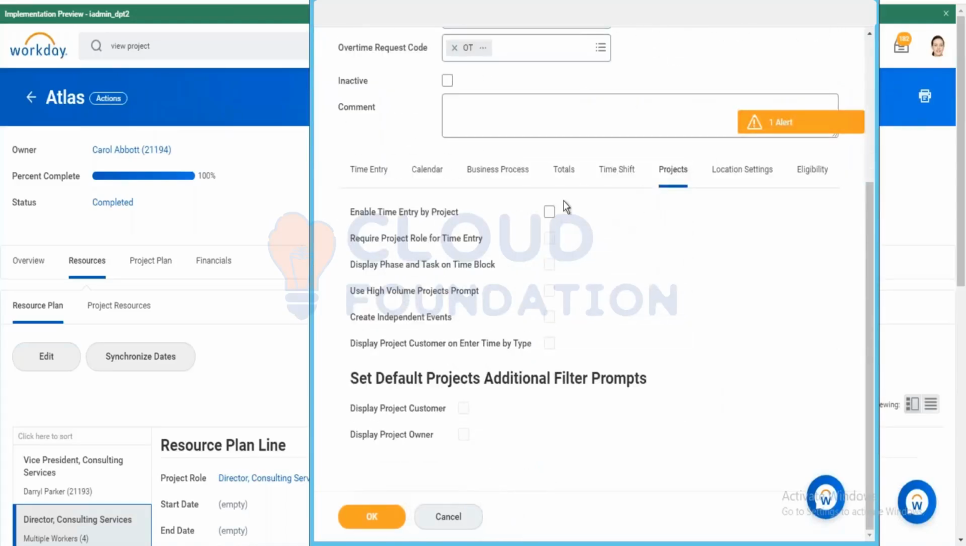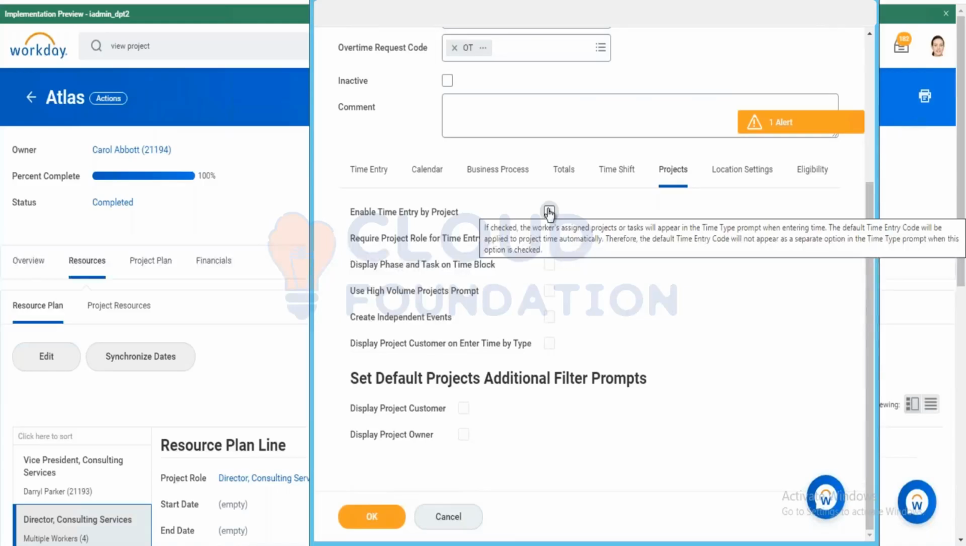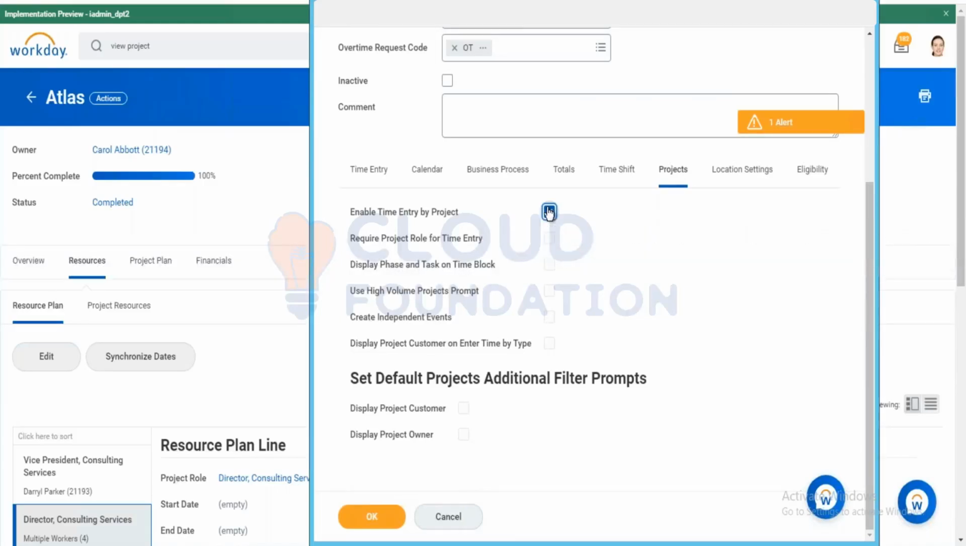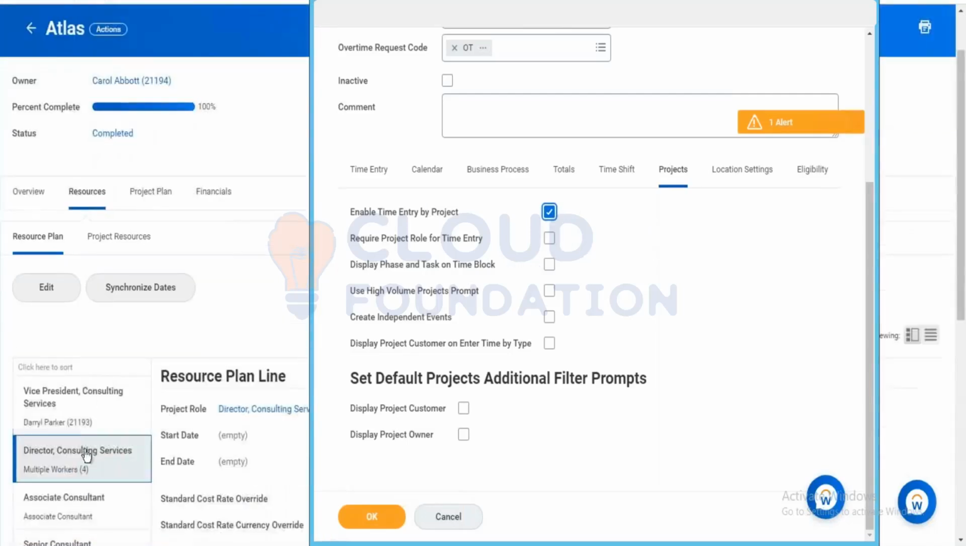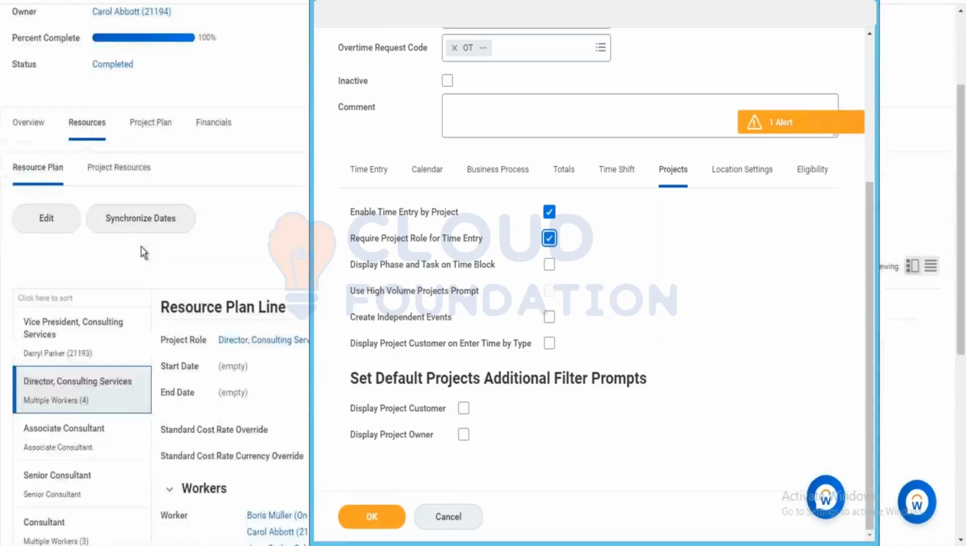Now let's look. First step, if you're using Workday Finance, you first open the door, enable project. Required project role: if the worker does not have a project role, they won't be able to enter the time for the project. Make it enabled. Display phase and tasks. In projects, there are certain phases and certain tasks involved. You need to enable that also in order to use it.